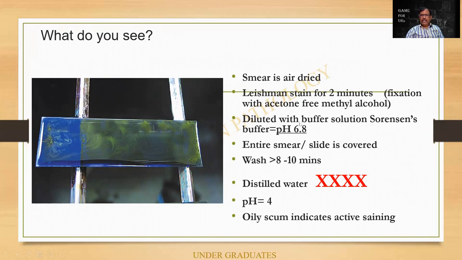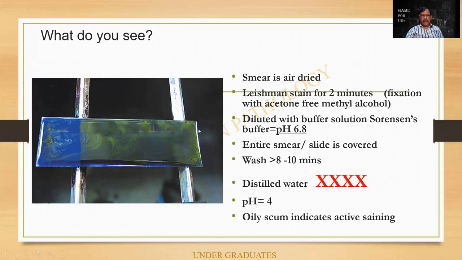The pH should be 6.8. It is called Sorensen's buffer. The pH is 6.8. This is extremely important. Please do remember. Otherwise, we are supposed to use tap water. Distilled water should never be the answer because it has a pH of 4 and it will cause an acidic staining. You will have to wash after a period of 8 to 10 minutes. Again, please remember the pH is 6.8 and you should not use distilled water.